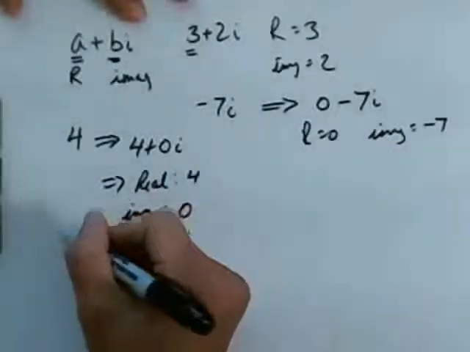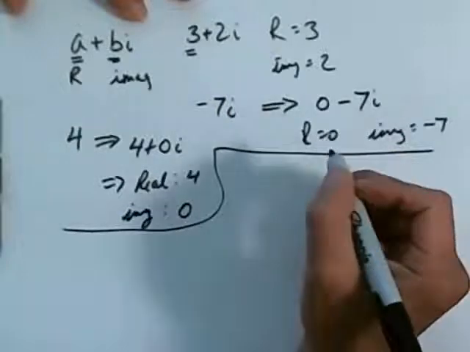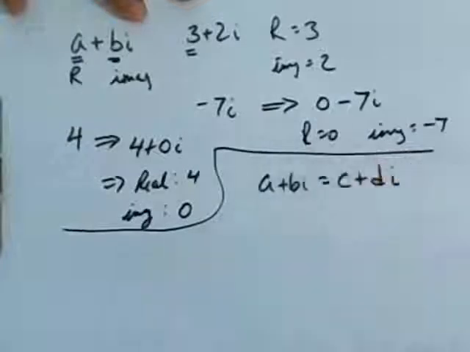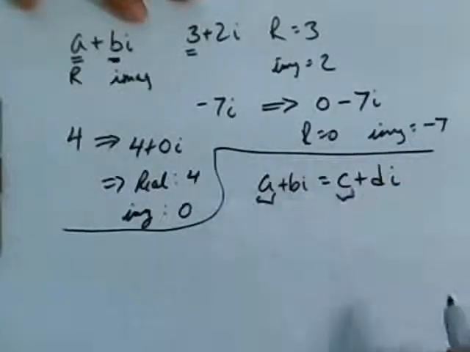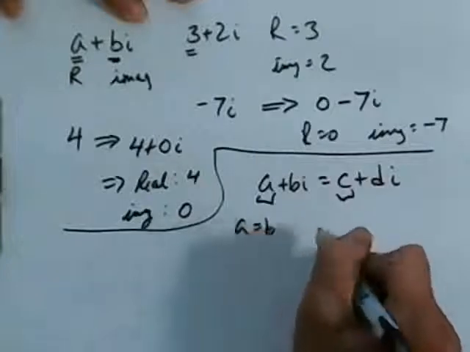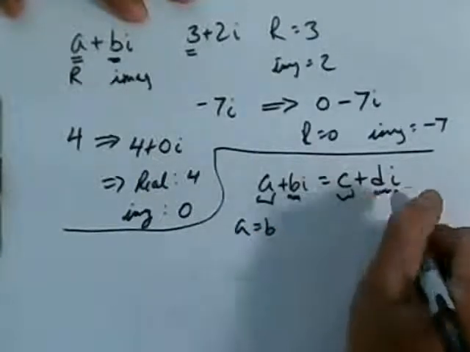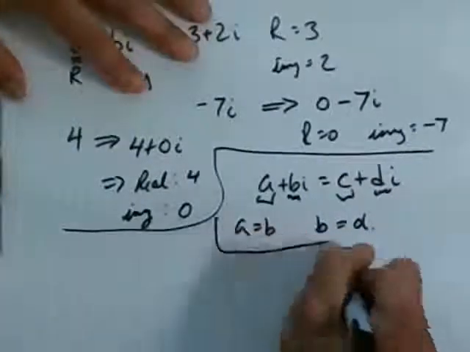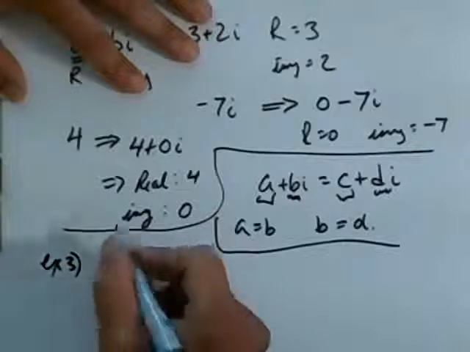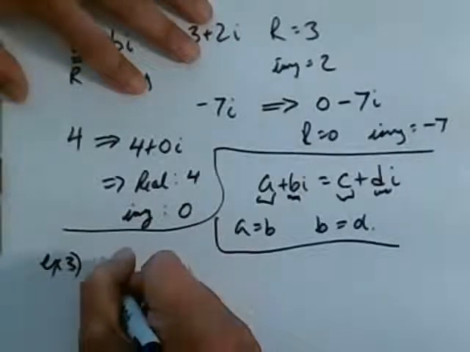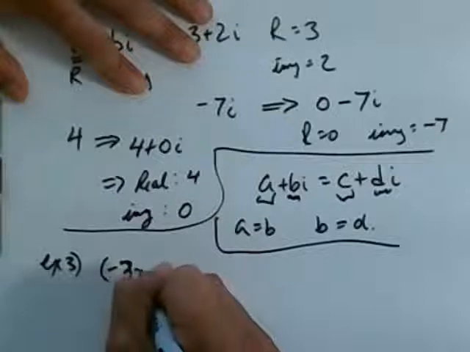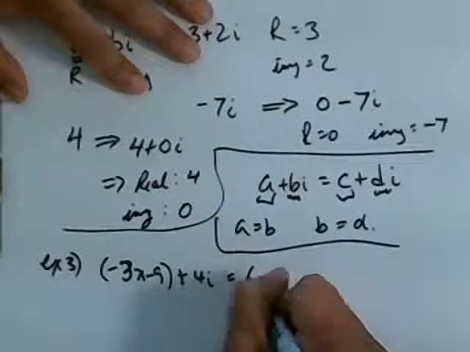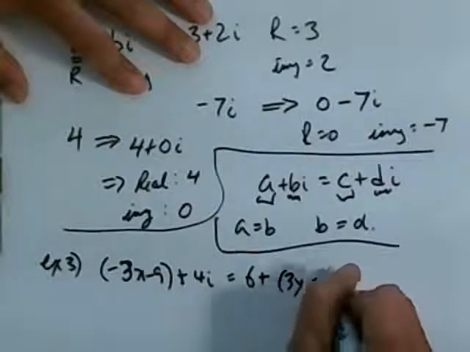Okay, so let's start on another problem set. a plus bi is equal to c plus di. This real portion has to equal this real portion, so a must equal c. This imaginary part has to equal that imaginary part, and b must equal d. So let's do an example on that. We use example 3. So you have find x and y if negative 3x minus 9 plus 4i is equal to 6 plus 3y minus 2i.